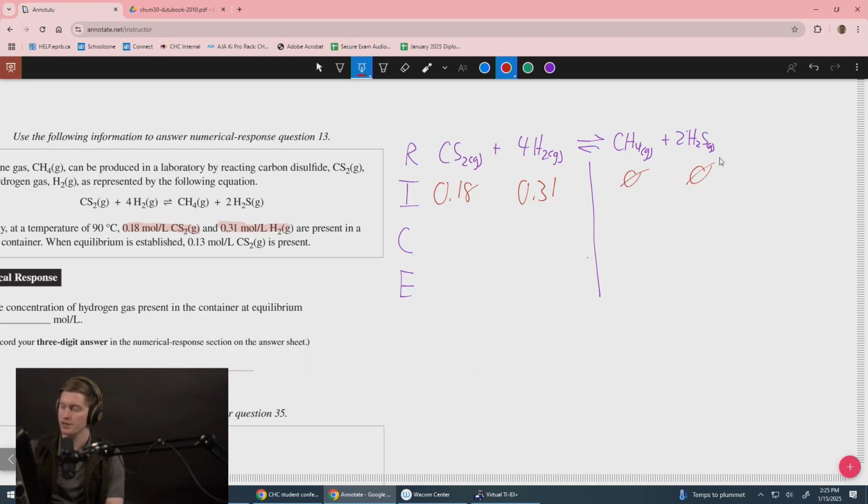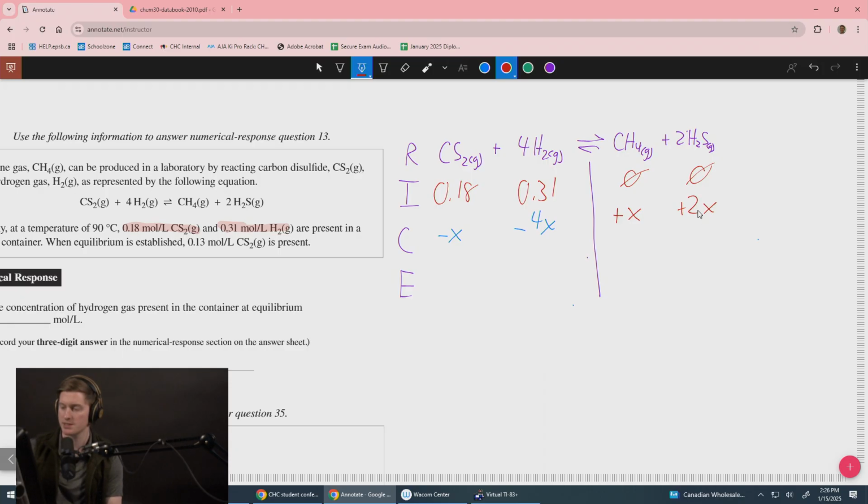Now the change that's going to occur here is based on the magnitude of the coefficients. Our reactants are going to go down for equilibrium to establish, so we will decrease our carbon disulfide by some value x, and because there's a coefficient of 4 on our hydrogen gas, we will decrease 4 times the concentration of hydrogen gas. Our products will increase, however. So our methane will increase by a value of x, and our hydrogen sulfide will increase by a value of 2x because it has a coefficient of 2.